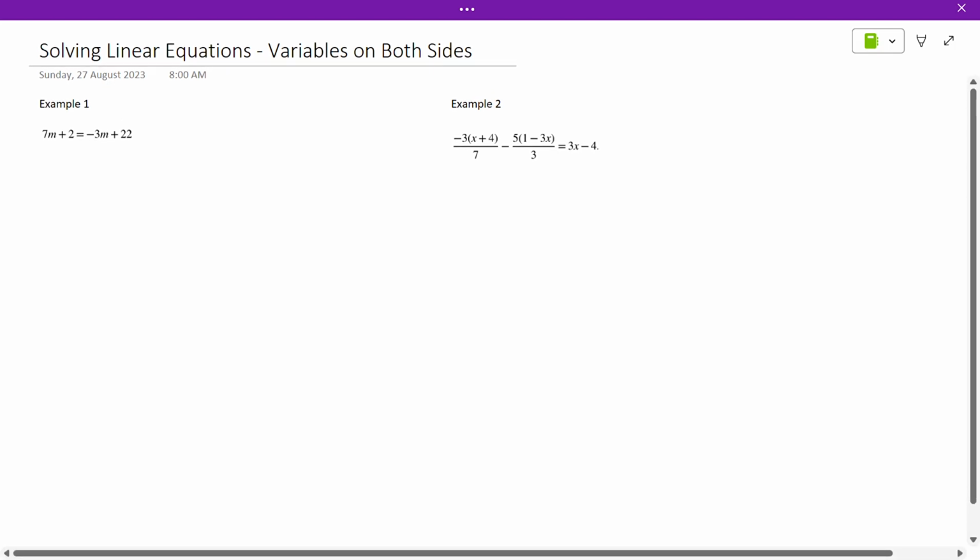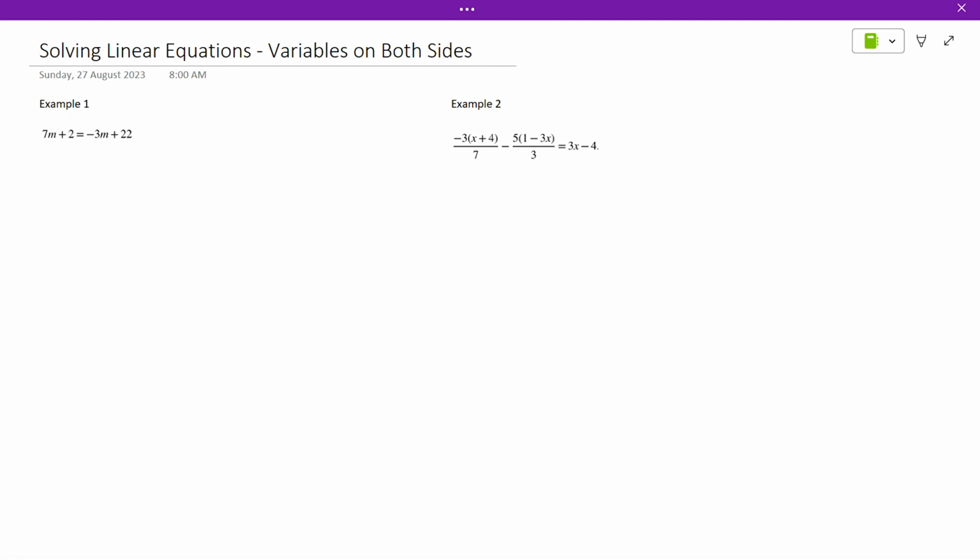Hi everyone, today we're going to be solving linear equations with the variables on both sides. So I've got two examples. The first one, 7m plus 2 equals negative 3m plus 22.